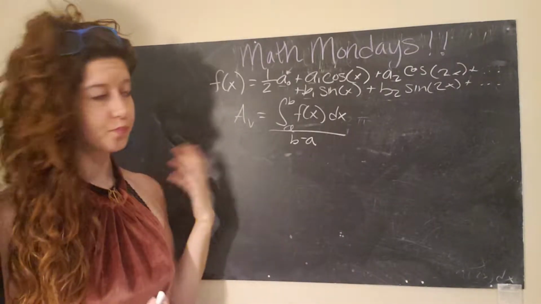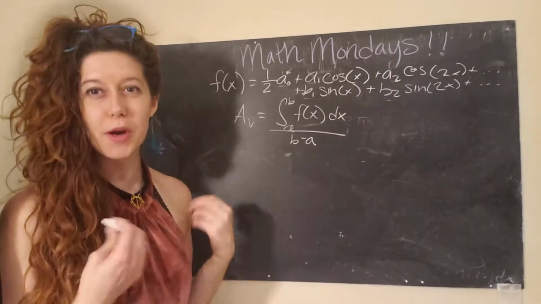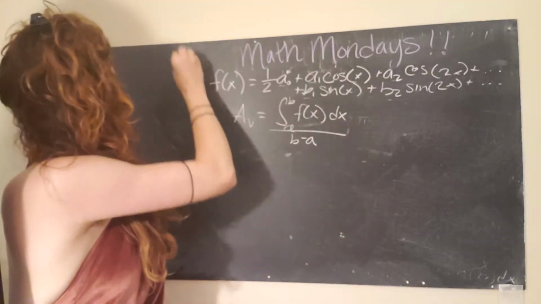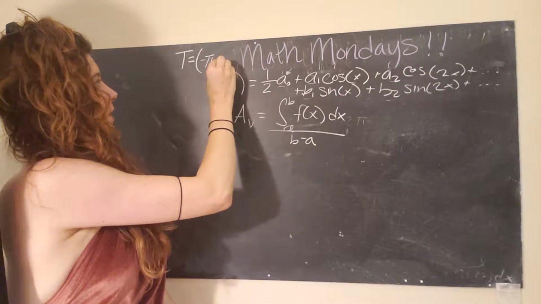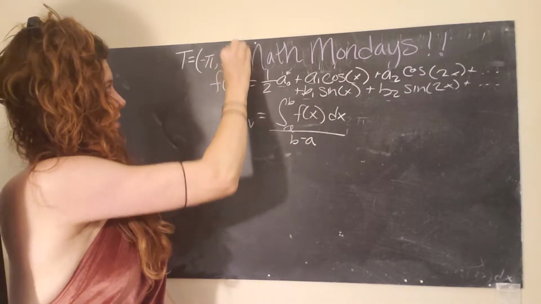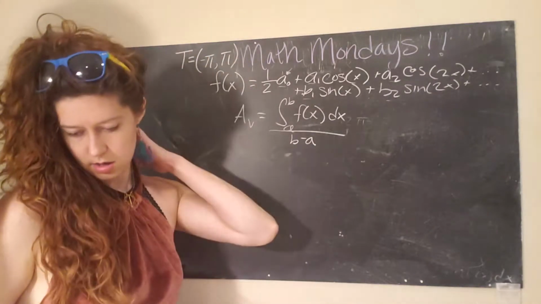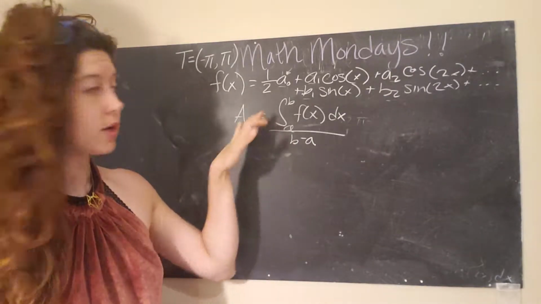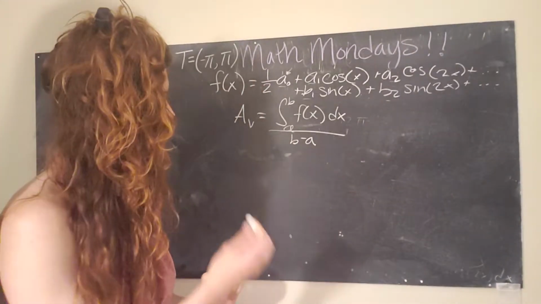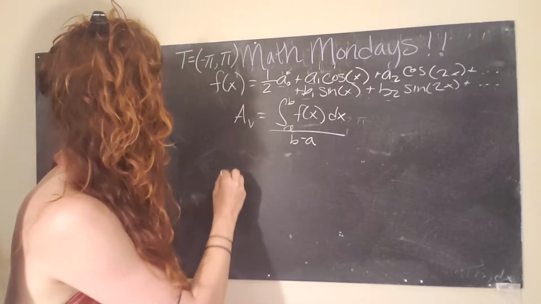Okay, so like in my textbook, we are going to use a period of 2 pi, and so we're going to go from the interval negative pi to pi, and then we are going to apply this equation to this formula. So that looks like this.